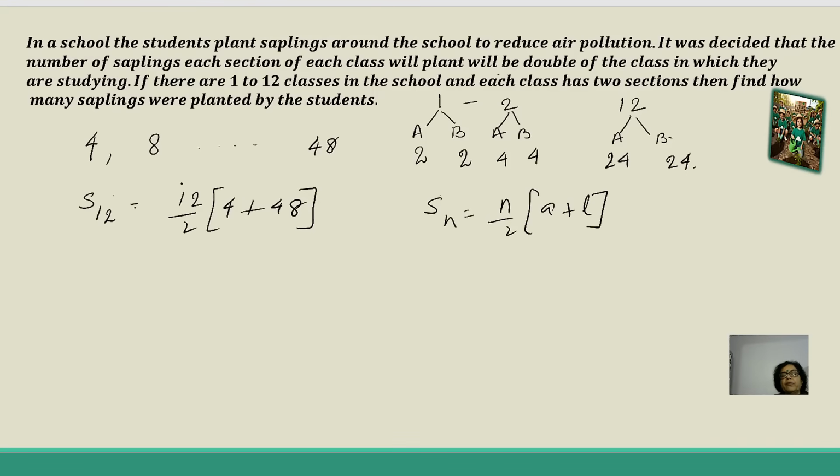Because we know the value of a, we know the value of the last term l, and we even know the number of terms. So this becomes 6 into 52. That is equal to 312. So the number of saplings planted by all the children of the school are 312.